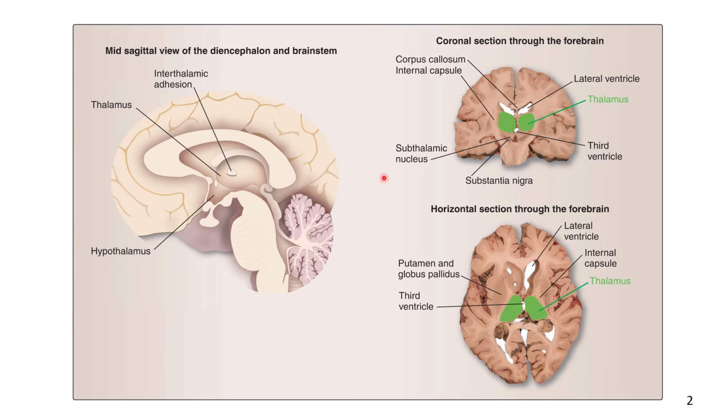If you make a transverse cut like this, then again you can see the location of the thalamus, with the two separated from each other by the third ventricle, and these are the lateral ventricles. You can also see the lentiform nucleus, which is made of the putamen laterally and globus pallidus medially. The lentiform nucleus is separated from the thalamus by the internal capsule. This is the internal capsule, and this is just a part of the caudate nucleus here.